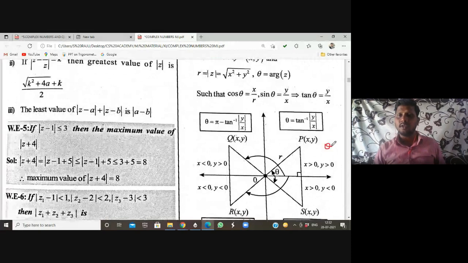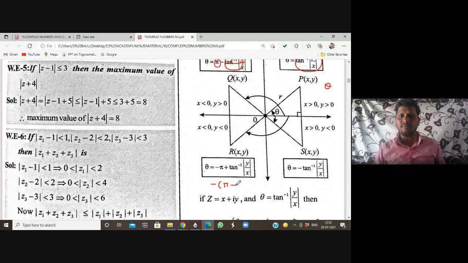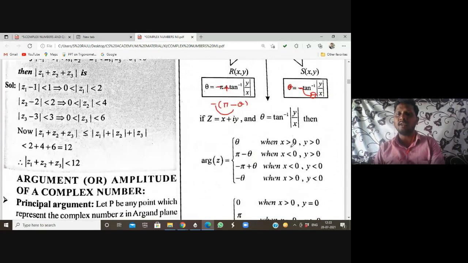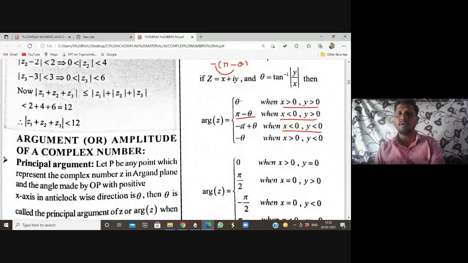I already explained, in the first quadrant it is theta. This is theta, theta nothing but tan inverse y by x. In the second quadrant it is pi minus theta. This is theta, no? Pi is there, pi minus theta. Third quadrant, minus of pi minus theta, which means minus pi plus theta, minus pi here, minus theta. Whenever this is theta, this is whole minus. Don't get confused about this. It depends on x and y. First quadrant is theta, second quadrant pi minus theta, third quadrant minus.